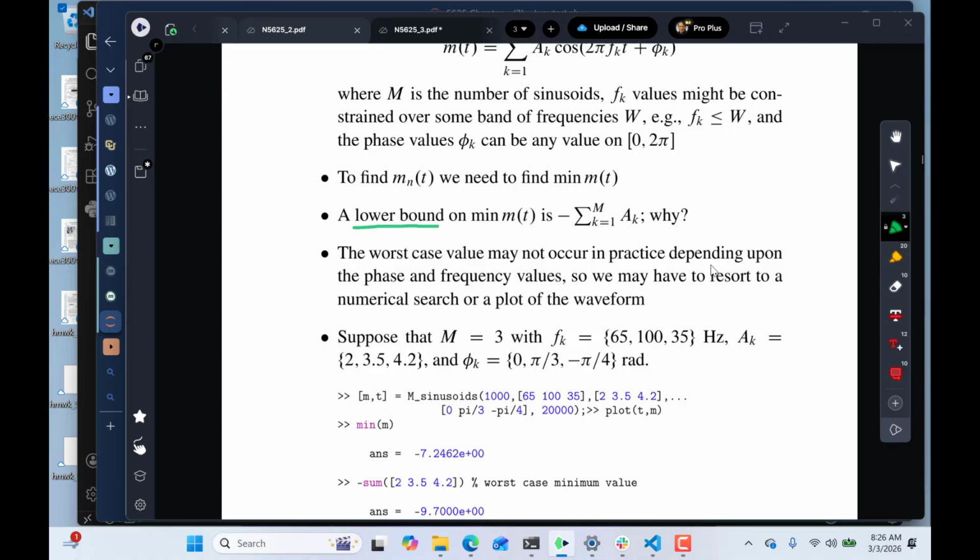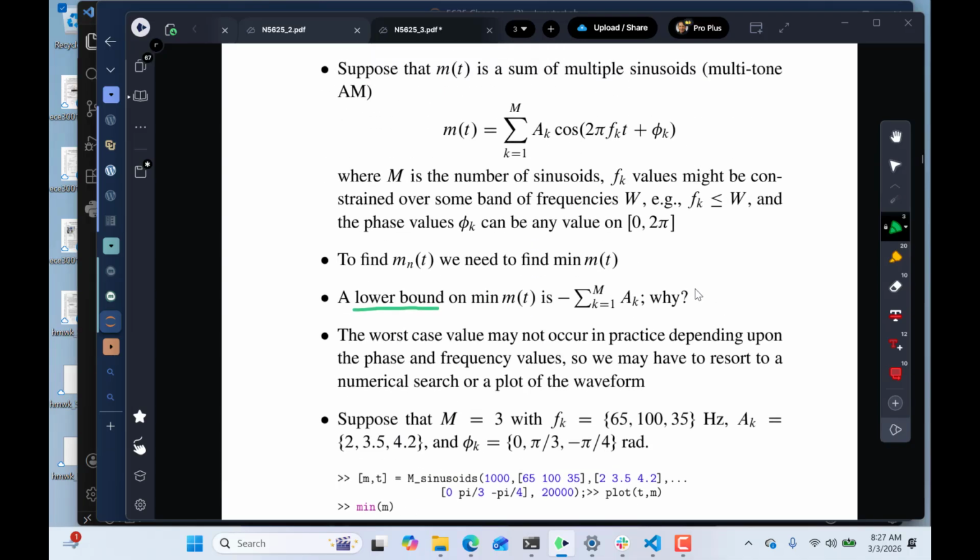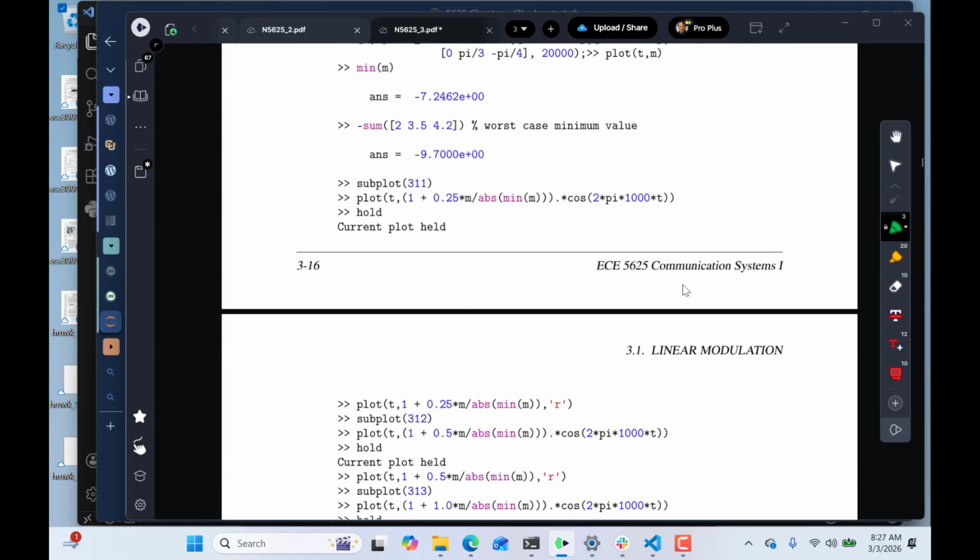But that worst case value may be too worst case, and it's going to depend upon the phase and frequency values. So a numerical search or a waveform plot could also be done. I wrote a function in Python that says, put in amplitudes, put in phases, and then plot enough samples of that waveform with some sampling rate associated with it so that I can see what that minimum value is.